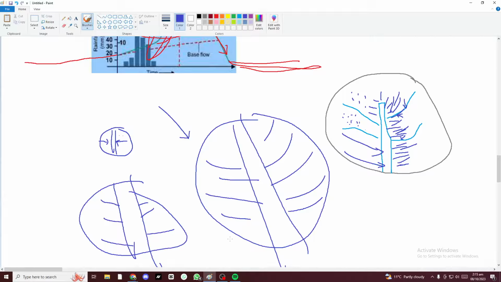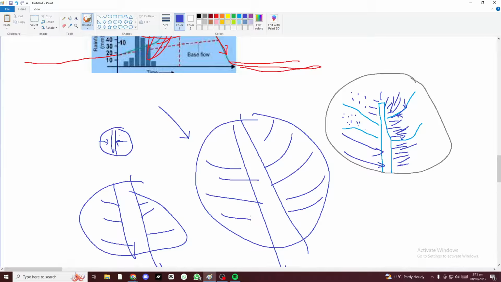Okay, and that's why a low drainage density causes long lag times. Low drainage density means less water gets to that main channel. Okay, next we have soil porosity and permeability. So, impermeable surfaces result in a greater peak flow due to more overland flow.